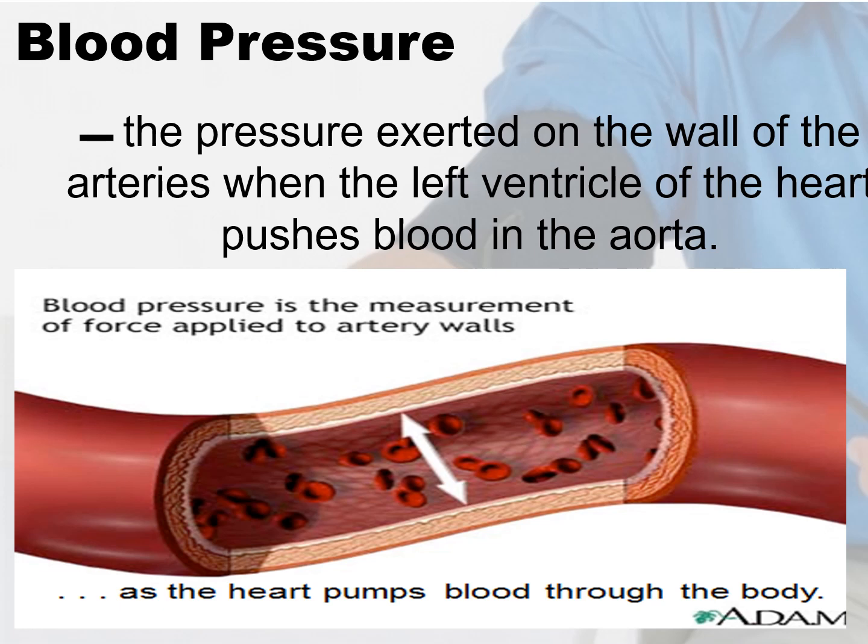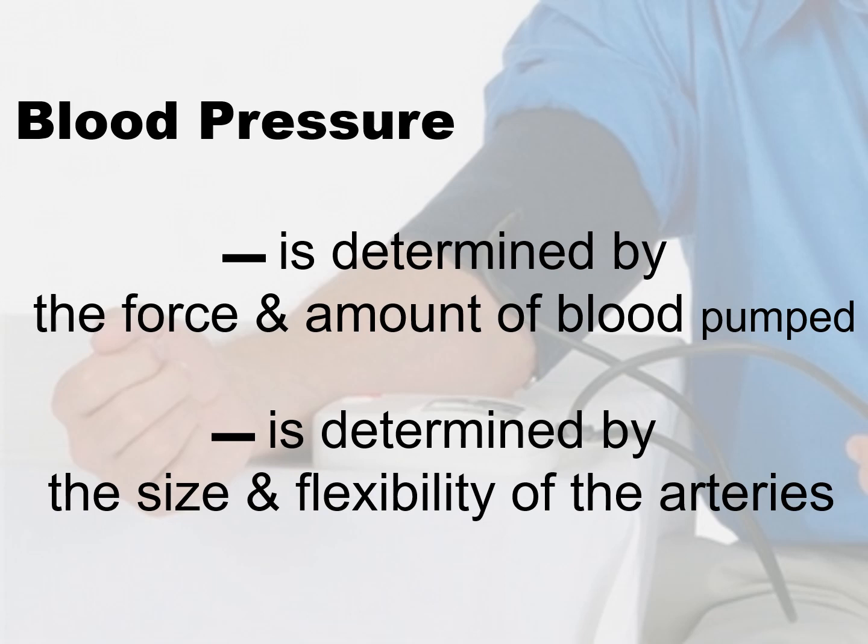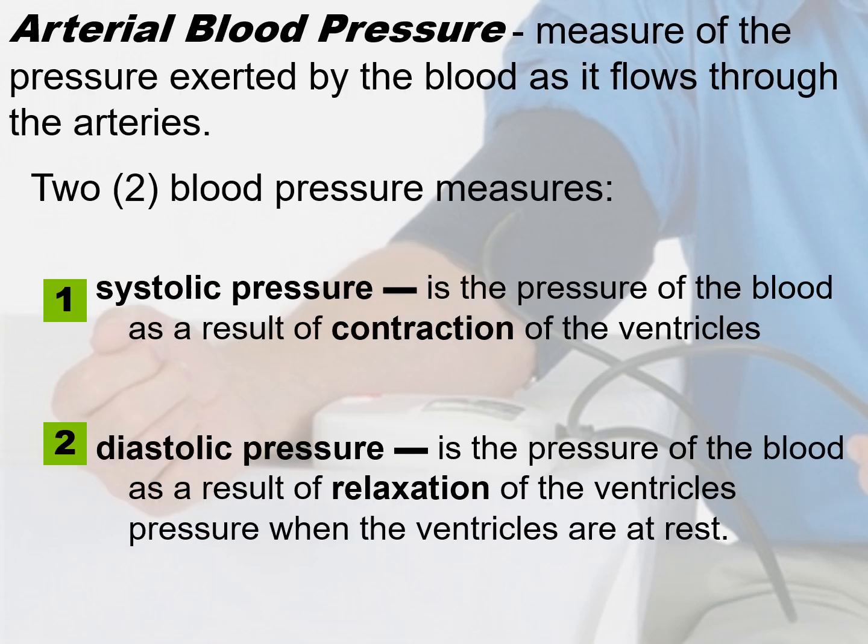Systemic or arterial BP, the BP in the system of arteries in the body, is a good indicator of cardiovascular health. The contraction of the heart forces the blood under high pressure into the aorta. So blood pressure is determined by the force and amount of blood pumped, and it is also determined by the size and flexibility of the arteries. The peak of maximum pressure when ejection occurs is the systolic pressure. When the ventricles relax, the blood remaining in the arteries exerts a minimum or diastolic pressure. So diastolic pressure is the minimal pressure exerted against the arterial walls at all times.